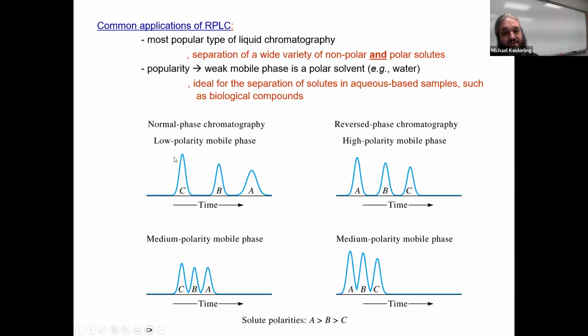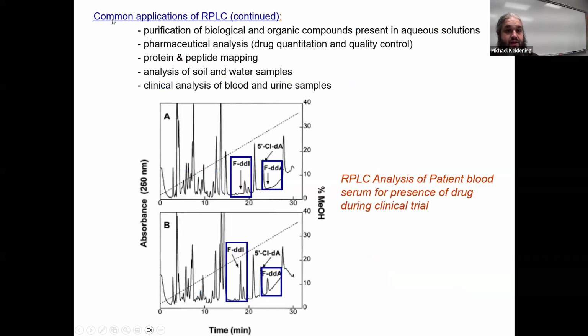In normal phase chromatography, you have a low polarity mobile phase and a medium polarity mobile phase. Here, in reverse phase, you have a high polarity mobile phase and a medium polarity mobile phase, where A is more polar than B, which is more polar than C. This is commonly used for the purification of biological and organic compounds present in aqueous solutions, pharmaceutical analysis, drug quantification and quality control, protein and peptide mapping, analysis of soil and water samples, and clinical analysis of blood and urine samples. This is great for anything in an aqueous solution, which are pretty common.